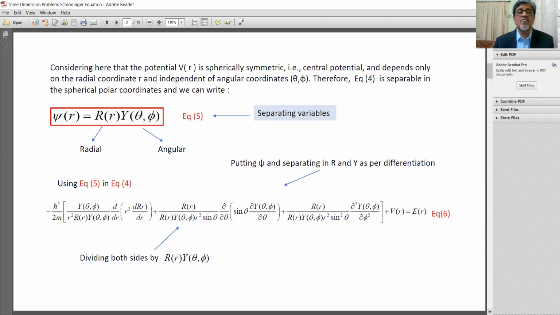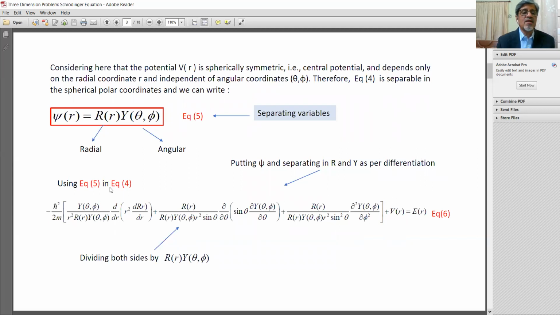And that is separating variables. We remember that in the Hamilton-Jacobi equation, when we discussed Hamilton's characteristic function, we separated variables like this only. But there, the separation was into time dependent and time independent parts. Here, it is not time dependent and time independent, but it depends on the radial distance or the angular part, theta and phi.